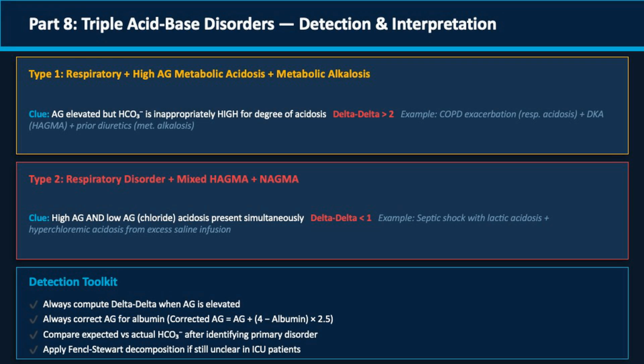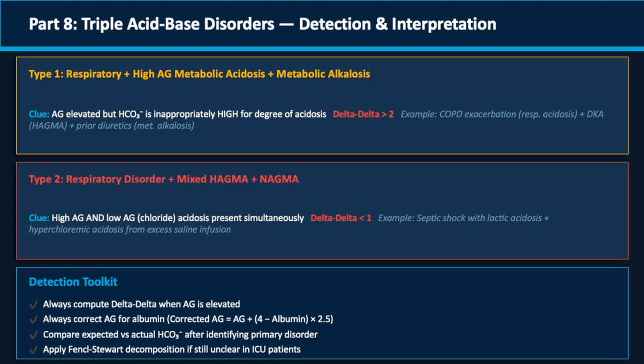Okay, triple acid-base disorders. It sounds complicated, but it is actually very simple. You can only have one respiratory disorder, but you can have 2 metabolic disorders. So the maximum possibility will be 1 respiratory condition plus 2 metabolic conditions. And that leads to triple disorder.